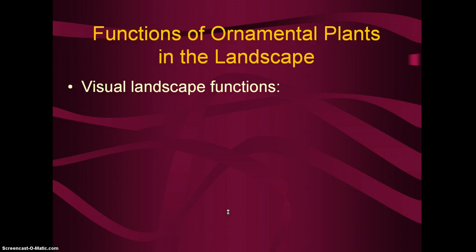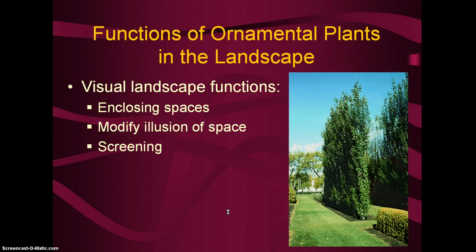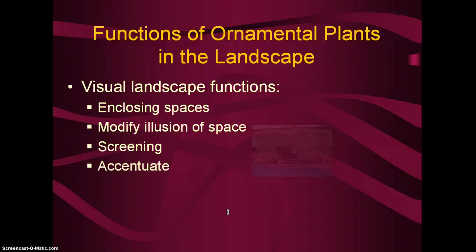Now, there are several functions to plants in the landscape. They enclose spaces, so that can be used as a way of enclosing spaces, and of course giving privacy. Modifying the illusion of space, which means that it'll change how you view or how you perceive the space. Can be used as part of the enclosing. A more extreme example is the screening, to actually block out visually something like a neighbor or some ugly, unsightly area. Somewhat audio as well.